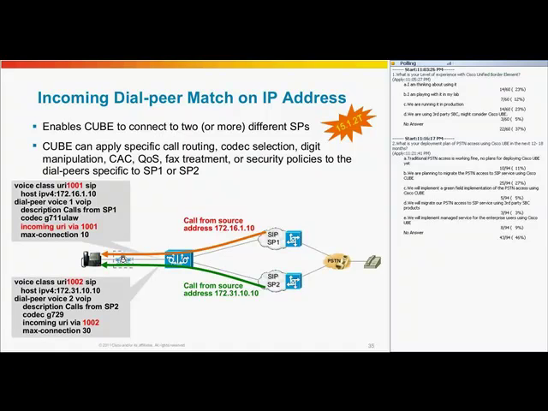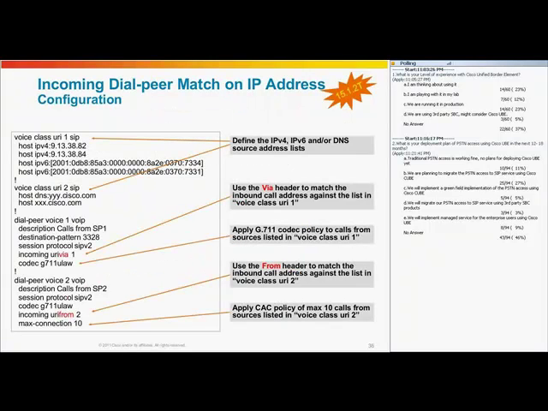The third feature I would like to introduce is the incoming dial peer match on IP addresses from the SIP provider. So from the CUBE point of view, it can match the incoming provider's host IP addresses with different dial peers in the From or Via header. After this differentiation, Cisco CUBE can apply specific call routing, codec selection, digit manipulation, or other policies based on the different providers. So it will be very flexible. So that's an example configuration of this feature. In this example, for the host part, we can do IPv4 address matching, also IPv6 host matching.